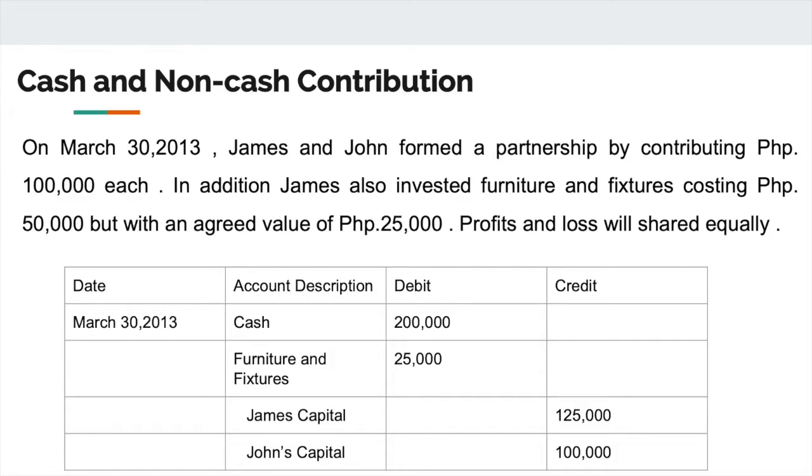Now here it's a non-cash contribution. So we write cash 200,000. Furniture and fixtures, what's the agreed value? It's 25,000. Then James' capital will be 125,000 and John's capital will be 100,000.